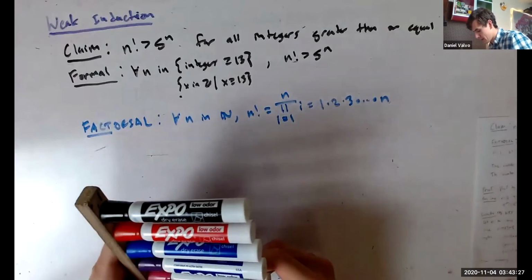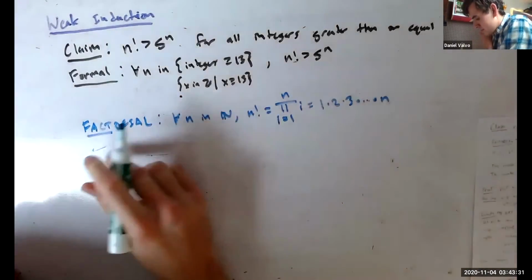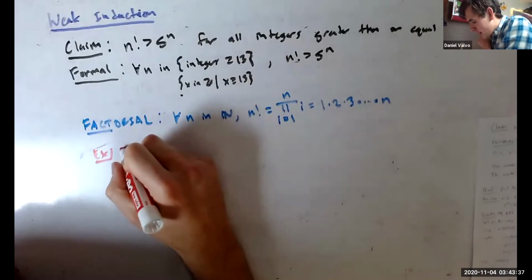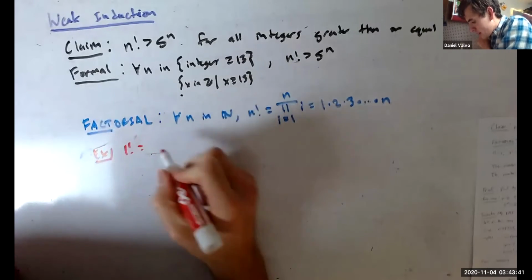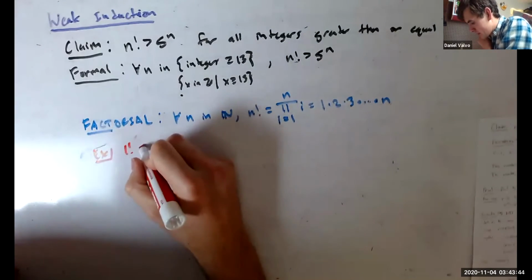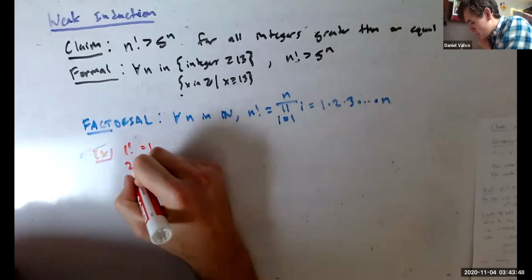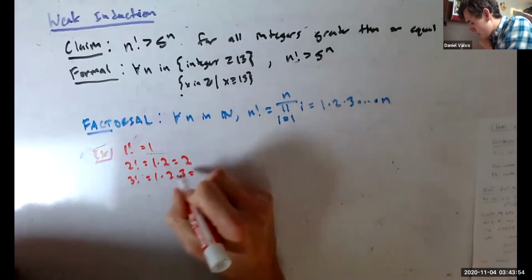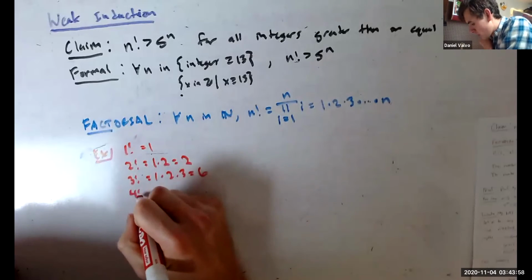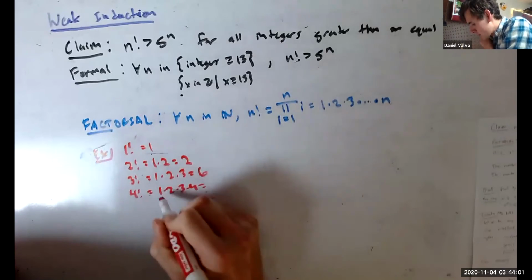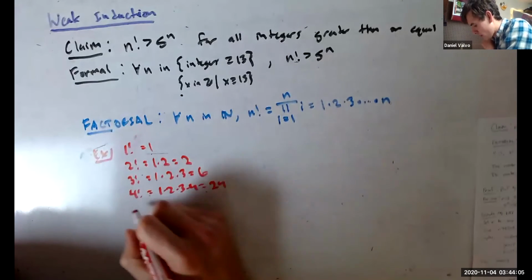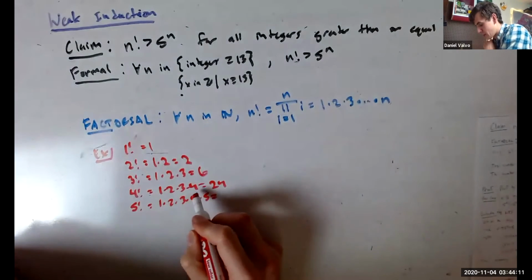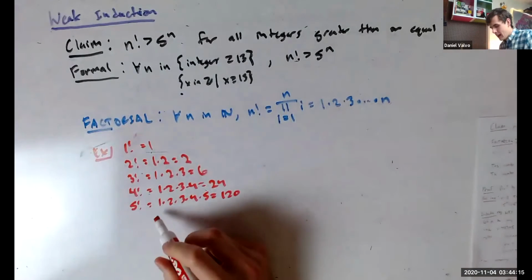So for example, 1 factorial is just the product of everything from 1 to 1, which is just 1. 2 factorial is the product of everything from 1 to 2, which is 2. 3 factorial is 1 times 2, which is 2, times 3 is 6. 4 factorial is 1 times 2 times 3, which you found is 6, times 4 is 24. 5 factorial is 1 times 2 times 3 times 4, which above we found to be 24, times 5 is 120. And it goes on like this.